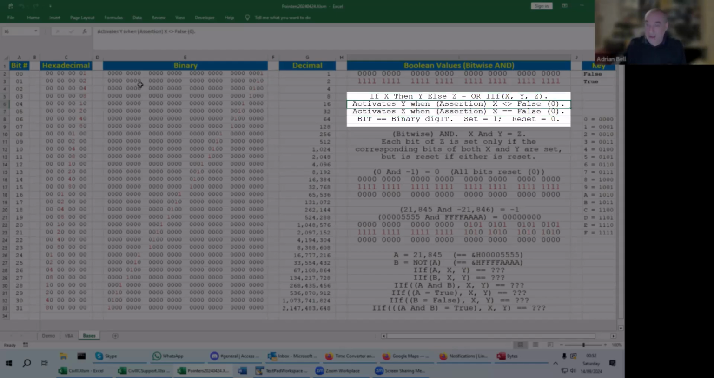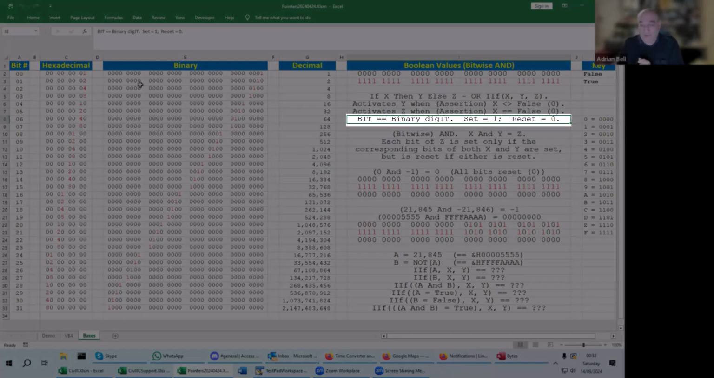And notice here, it activates Y when the assertion, whatever your calculation X is, is not equal to false. Otherwise, Z is when X is equal to false, absolutely identical to false. Every single bit is 0, or reset as it's sometimes referred to. So a bit, I'm sure most of you here will know, a bit is a binary digit. And it's set when it's 1 on a bitwise basis, and reset is when it's 0.